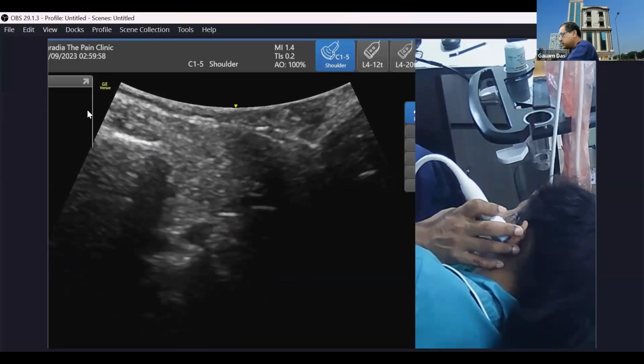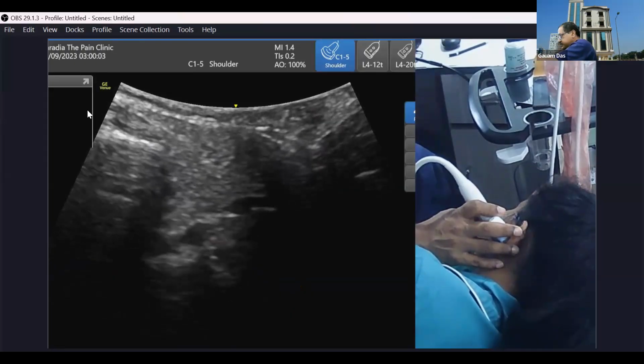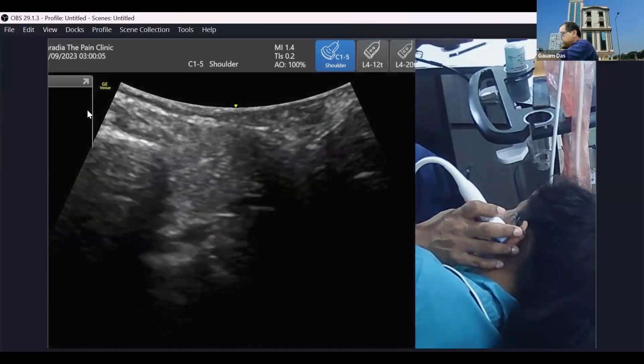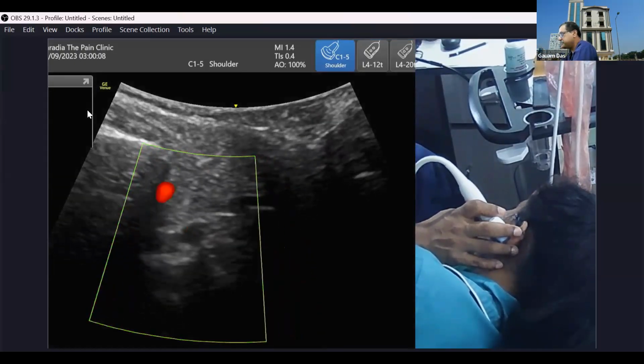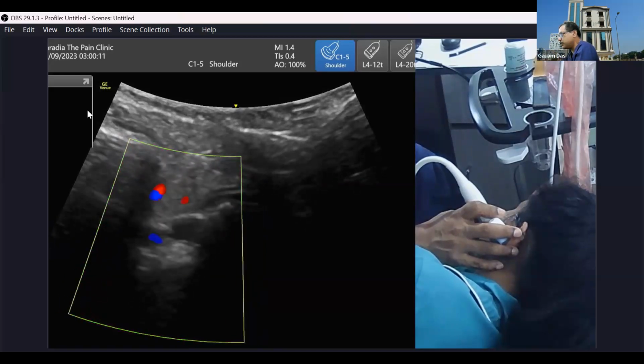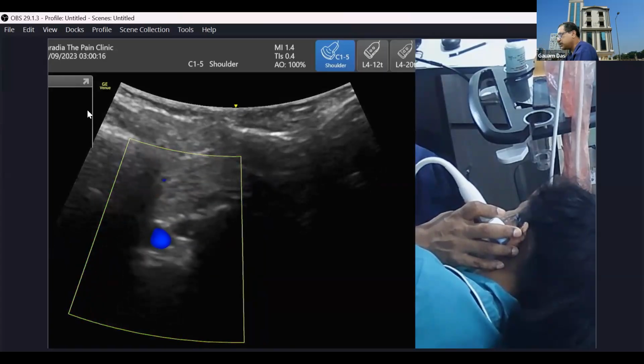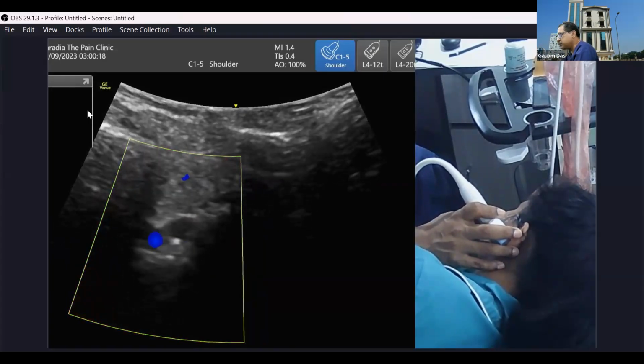If I'm applying the color, you can see the blood vessels also. So this is the tape. This blood vessel is important, not the superficial one. Below, the blue one, which is pulsating. That is basically the one accompanying the maxillary nerve.